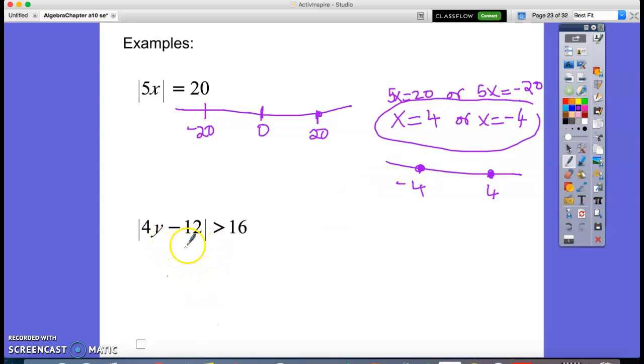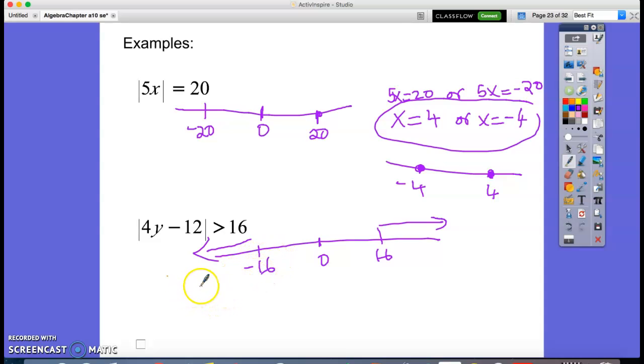Now for this one, again, we do the same way, right? This means the distance between 4y minus 12 and 0 is greater than 16. So if you have a number line, this is 16 and this is negative 16. So the distance between 0 and 4y minus 12 is greater than 16. So this expression will be somewhere here, below negative 16, right?